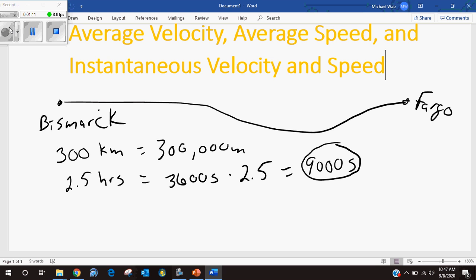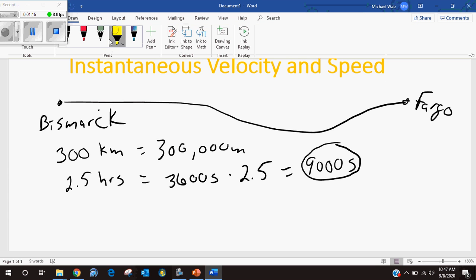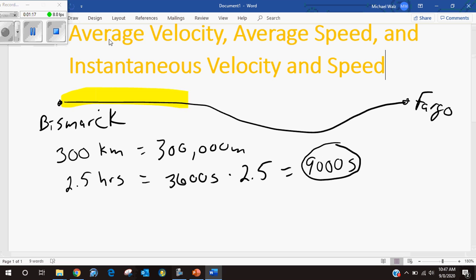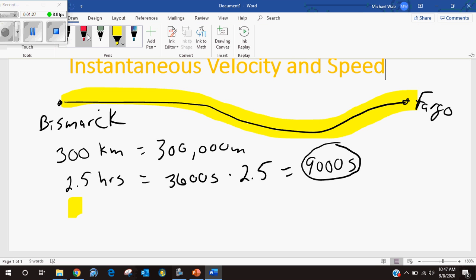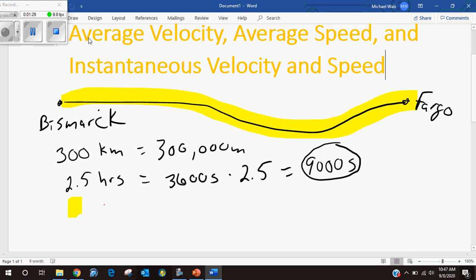Okay. So, like you already know from the video before, your distance is going to be your total amount of travel. So if it's a distance, then it's going to be a speed. So our speed is distance per time.